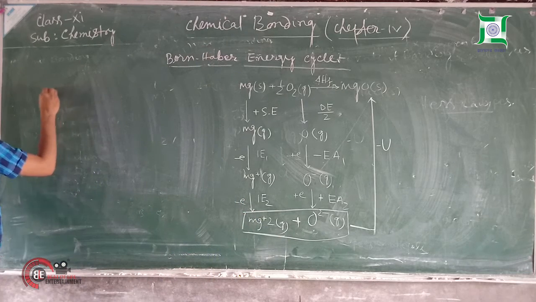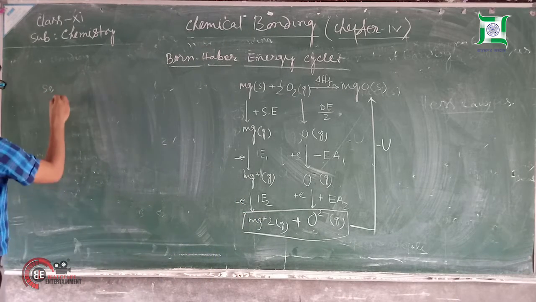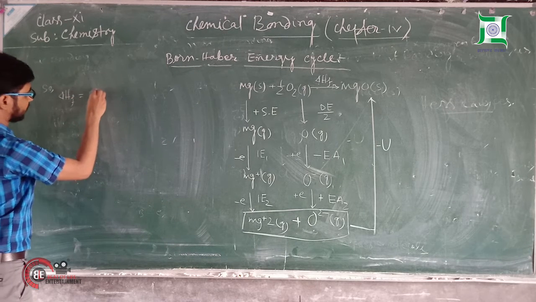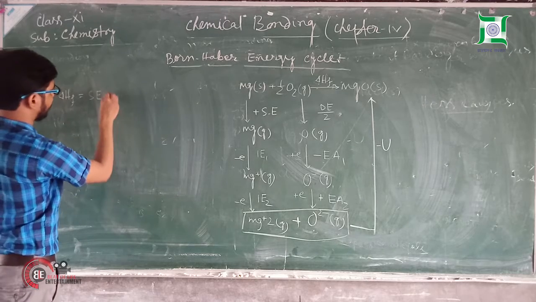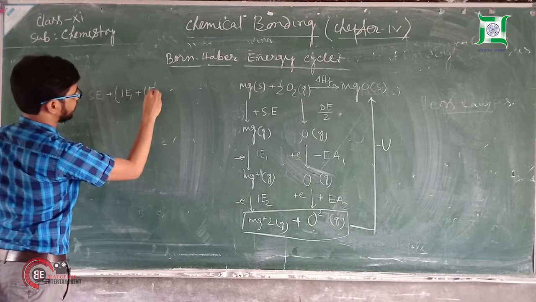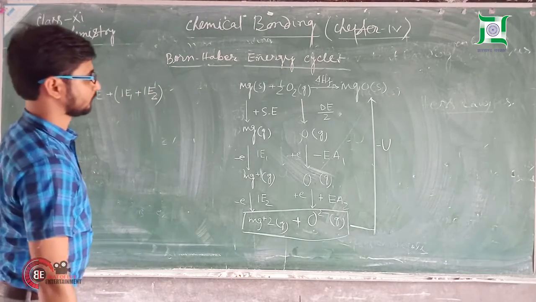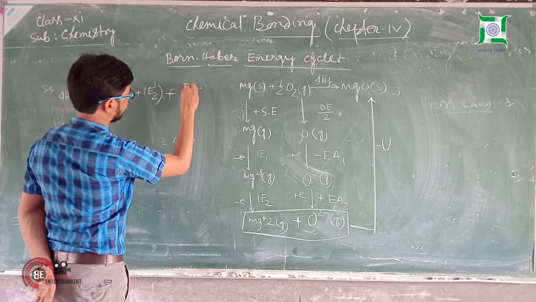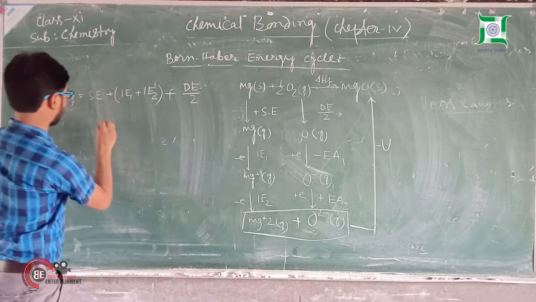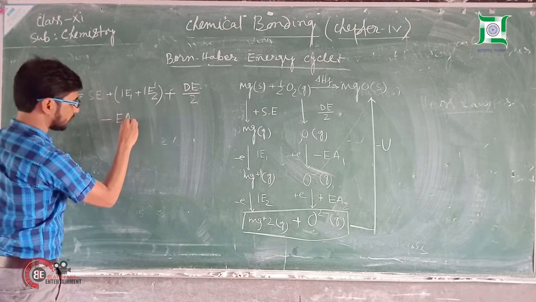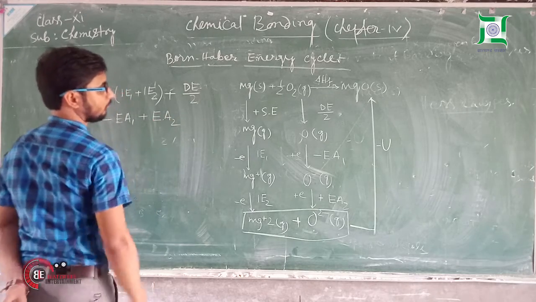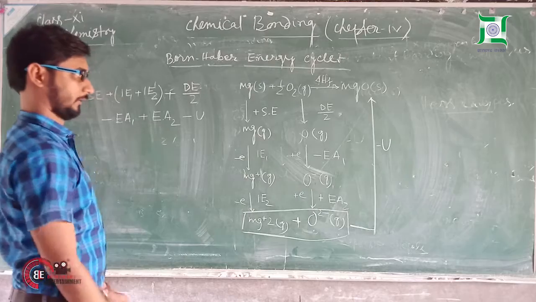So we can write delta H equals sublimation energy plus I1 plus I2 plus dissociation energy by 2 minus EA1 plus EA2 minus the lattice energy.